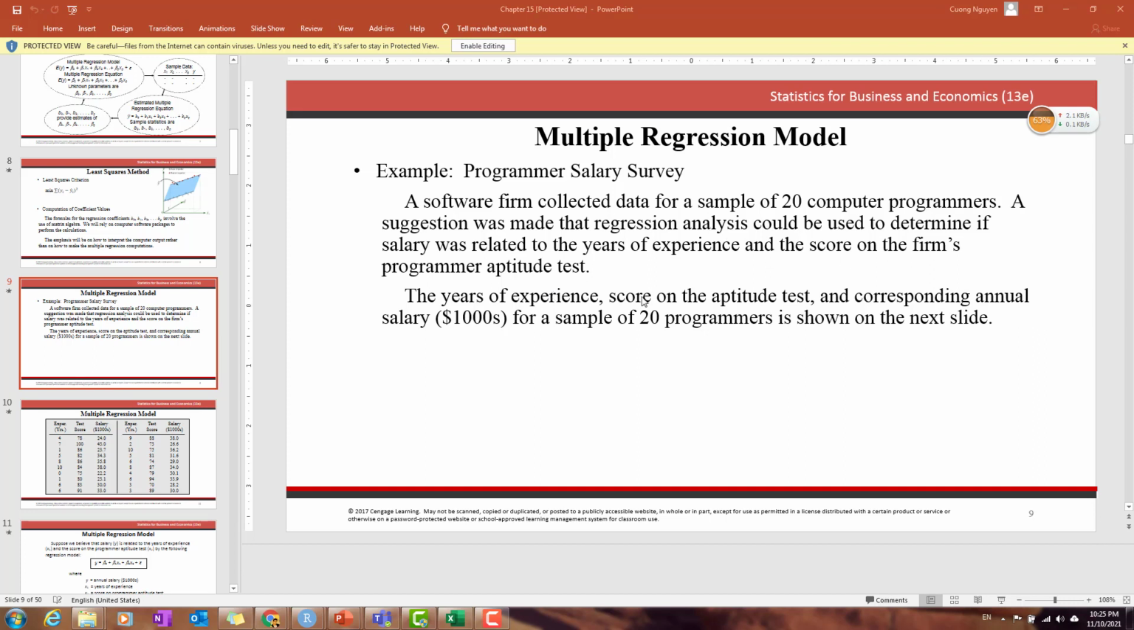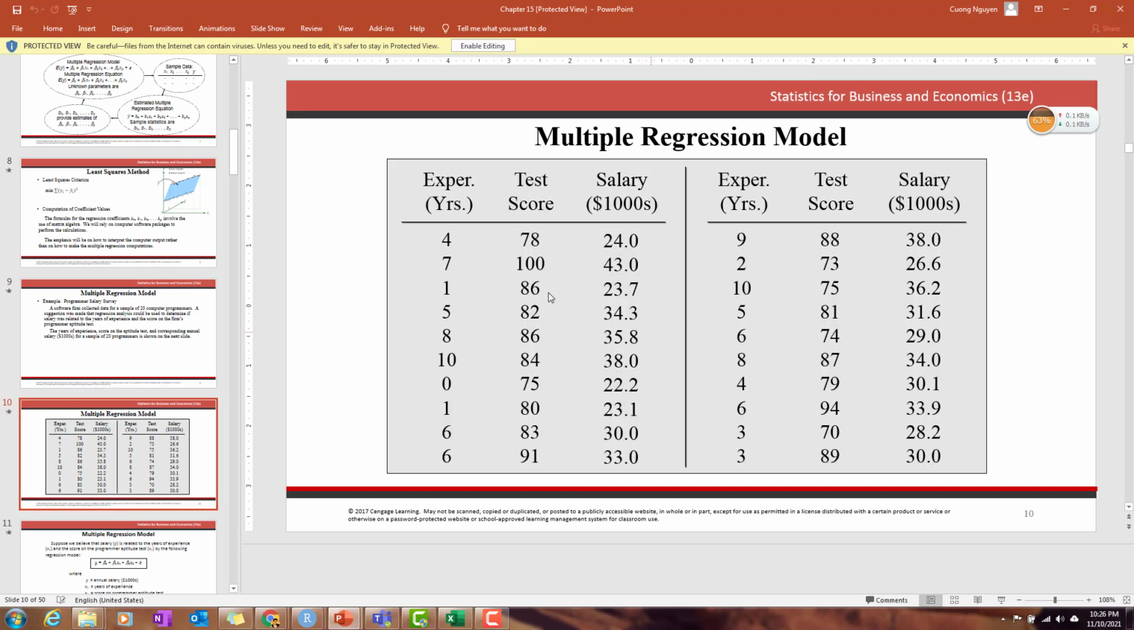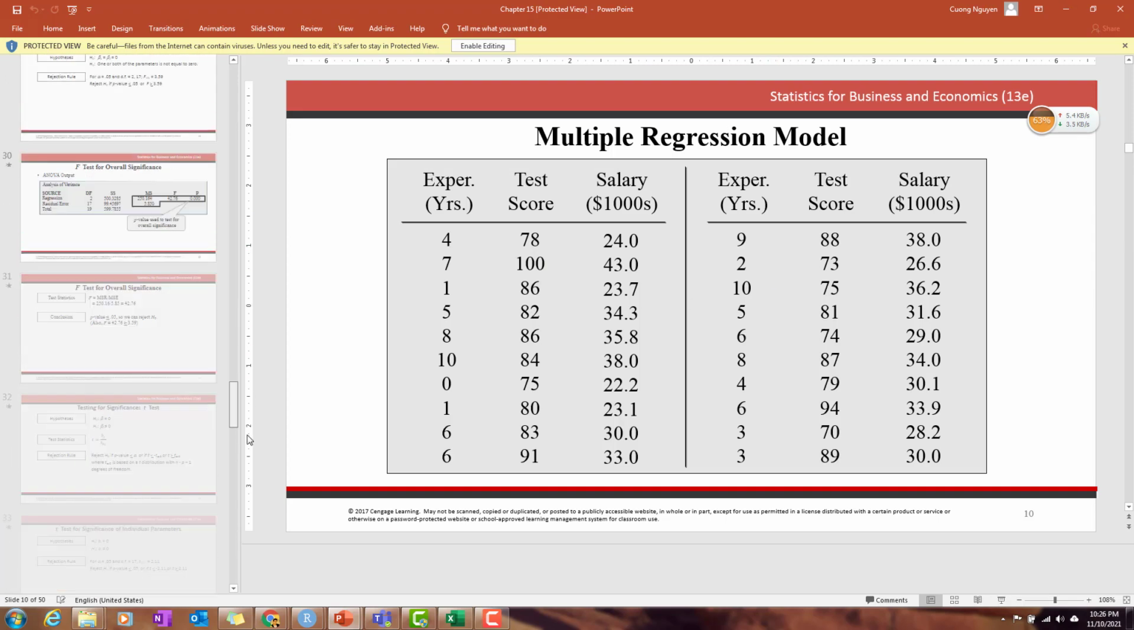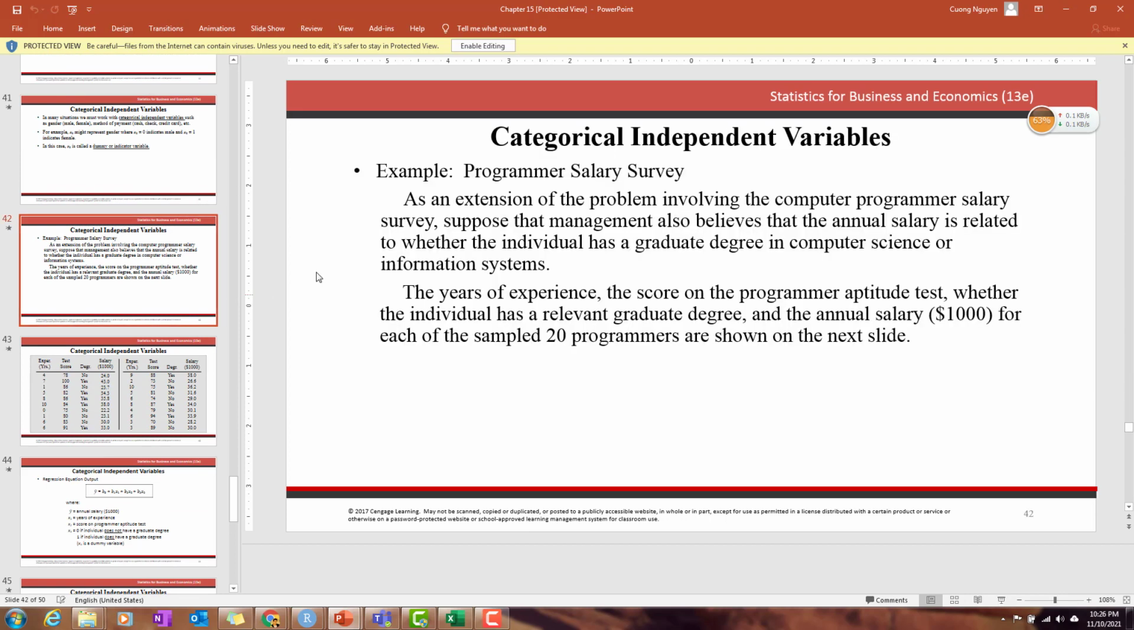If you score very high on the aptitude test, that means you have very good aptitude for computer programming, and you should be paid higher, right? So that really makes sense. The years of experience, the aptitude test score, and the corresponding annual salaries were sampled for the 20 programmers. In the next slide the data looks like this, and at the end I also include a categorical independent variable.